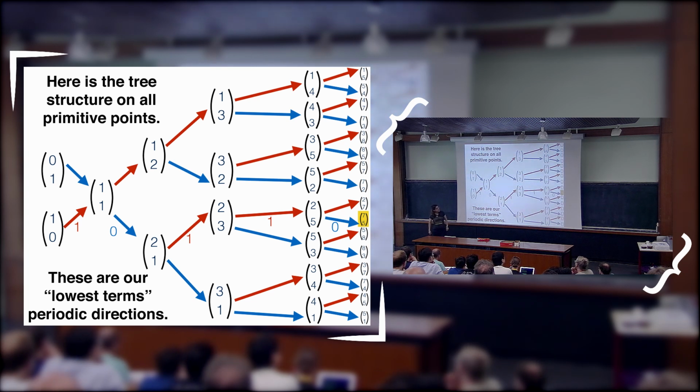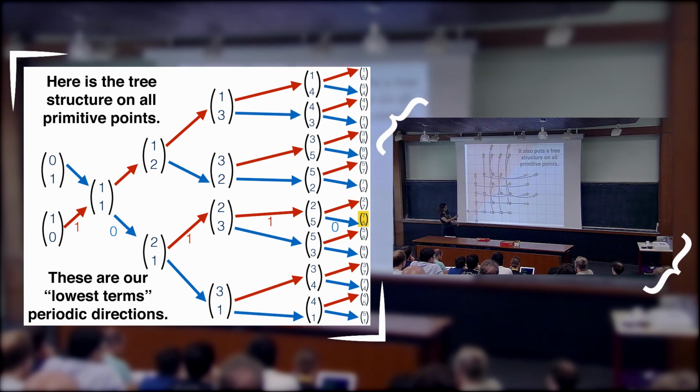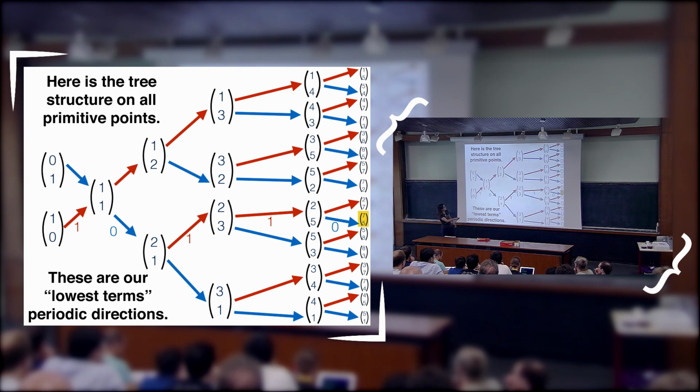Okay. And then here you can see that yellow point. It had a tree location 1, 0, 1, 1, 0 to get there to our favorite point.